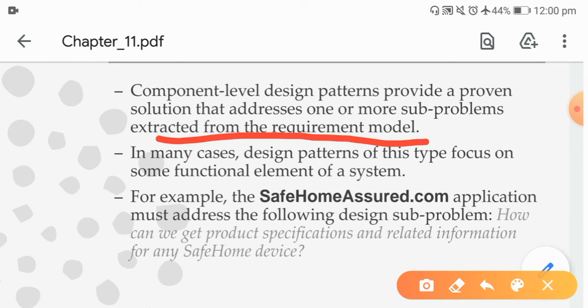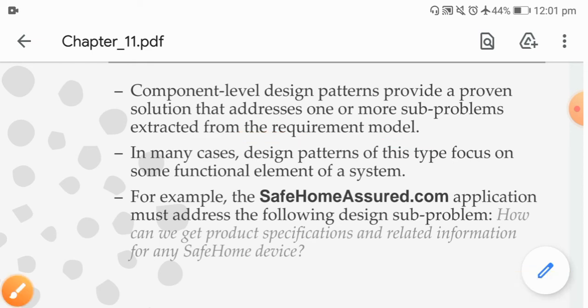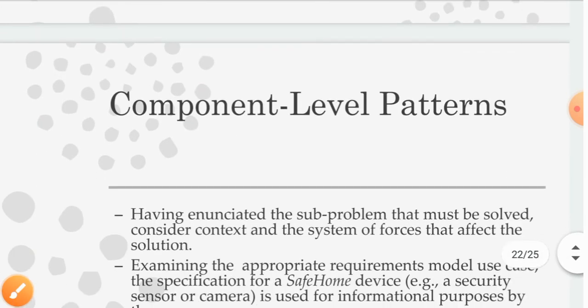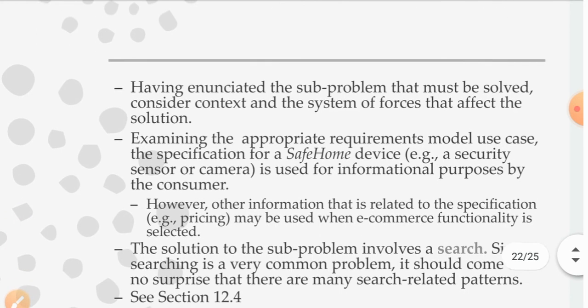So this is your SafeHome Assured.com. Here you can identify your home related safeties. You can create your own domain and your own website, which can give you the solution for other problems too. Now the next one is a component level pattern.